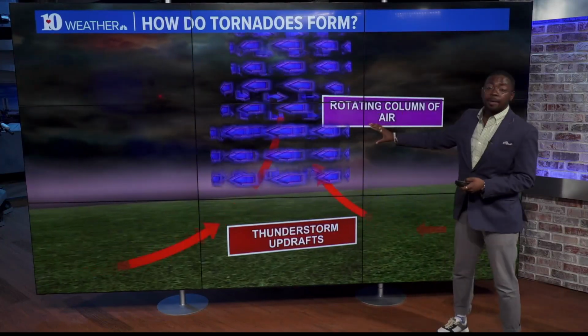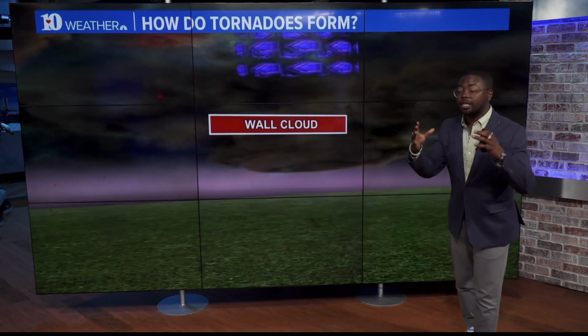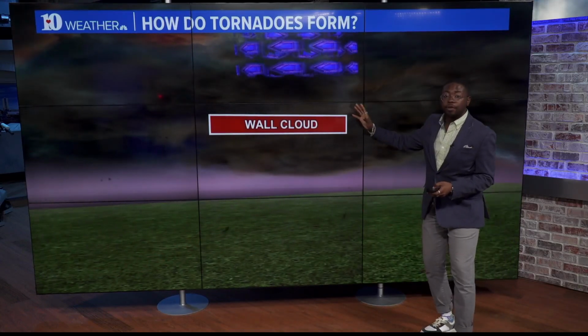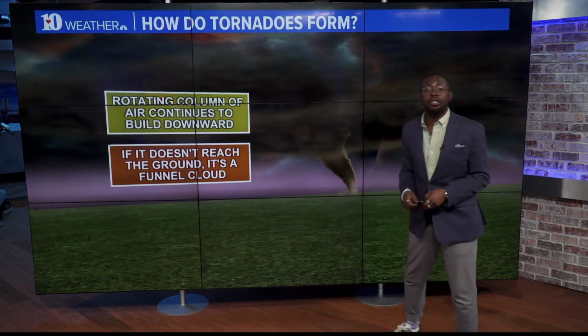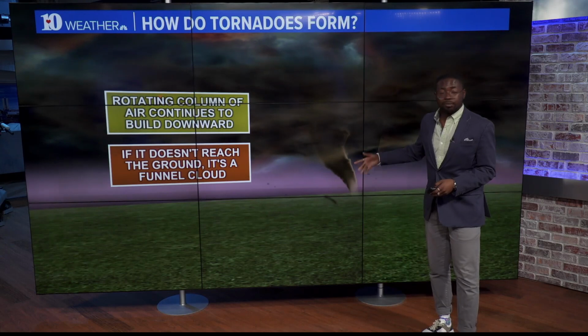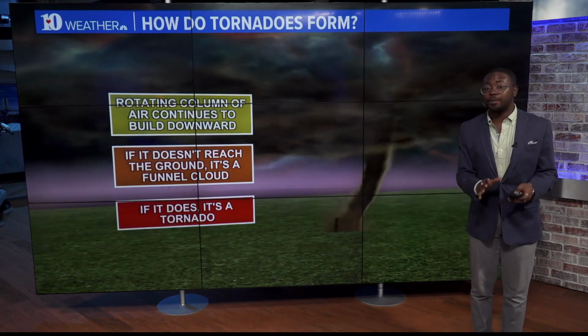air. This is going to become the basis for your wall cloud, which is basically a cloud that comes in before the tornado. It's a bulge coming down from the cloud base, where then your rotating column of air is going to start to sink down towards the ground. If it doesn't make it to the ground, it's a funnel cloud. But if it does, it's a tornado. That's really the only difference between the two.